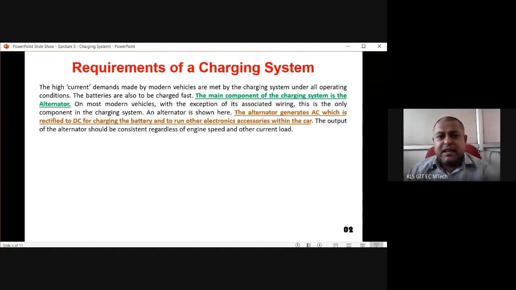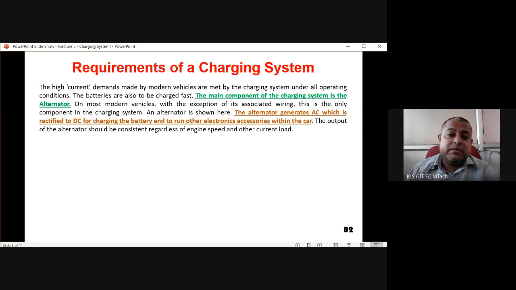So first, let us understand the requirement of a charging system. Why is a charging system required? Mainly because of the high current demands made by present-day vehicles. I will show you a graph. You will find that 20 years ago, the demand from the charging system inside a vehicle was not that much. But as new vehicles come, all the electronics and accessories are asking for more and more power. The high current demand made by modern vehicles must be met by the charging system under all operating conditions. Another very important phrase.